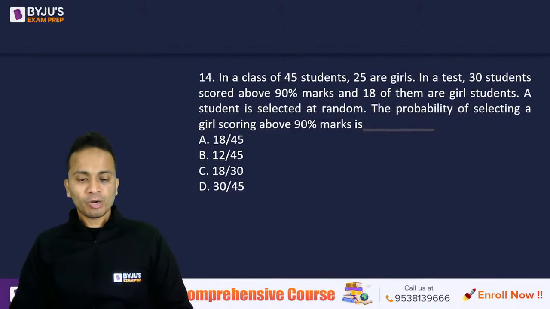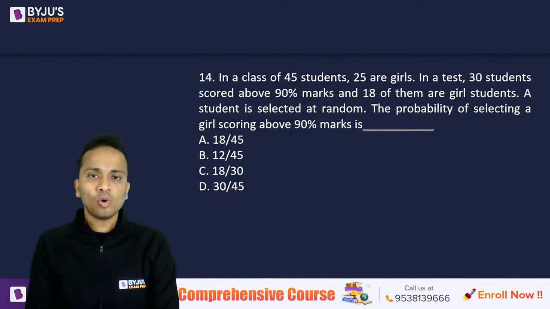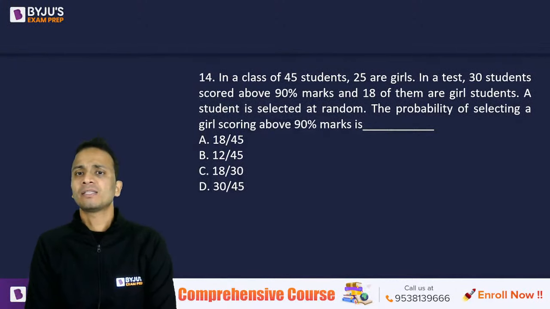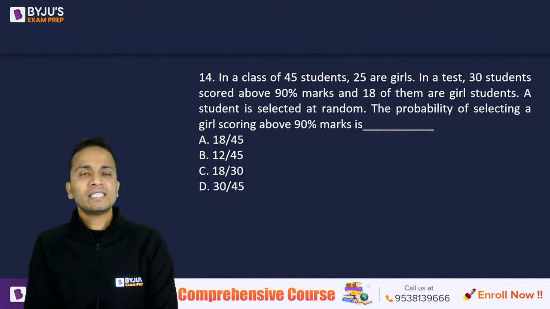A simple question on probability. In a class of 45 students, 25 are girls. In a test, 30 students scored above 90% marks and 18 of them are girls. A student is selected at random. The probability of selecting a girl scoring above 90% marks will be how much?